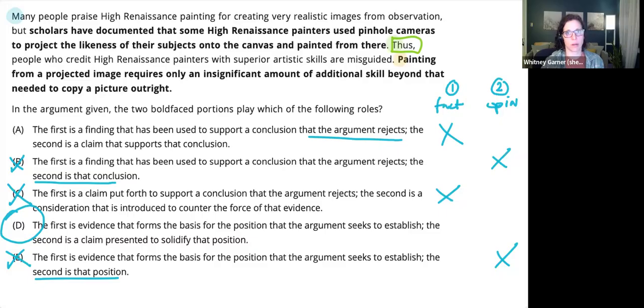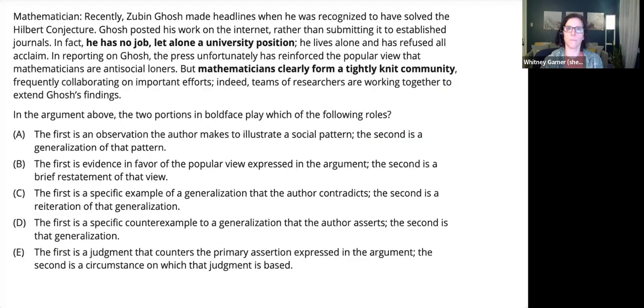Process of elimination. Lots and lots of process of elimination. But again, I'll still go through and try to see if I can utilize any fact or belief. I can't always, but it's still worth a shot. All right, let's try another. Here we go. Give this one a go.